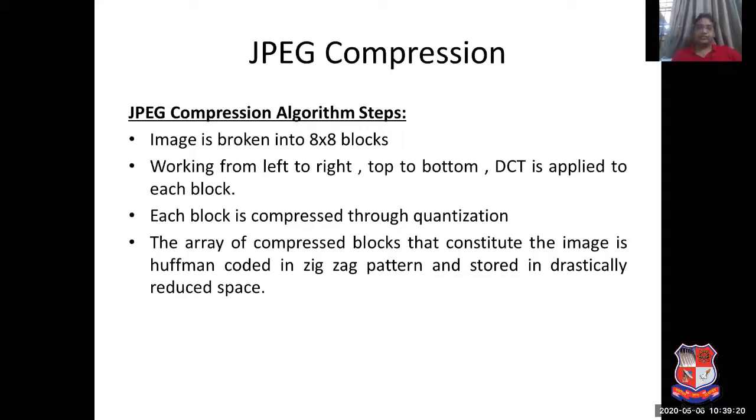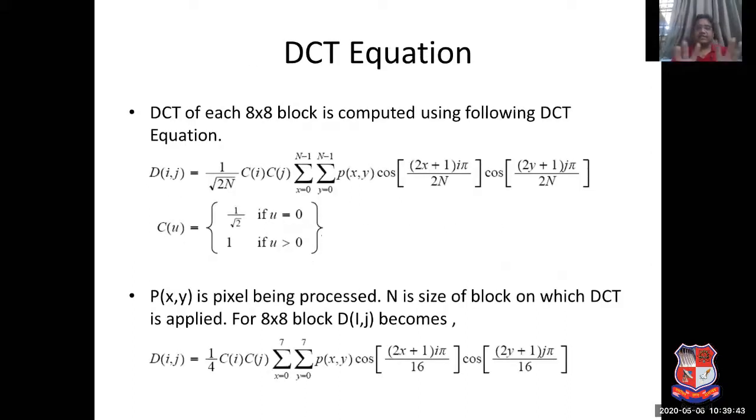That's what we are going to see. So each block is compressed through quantization, and then for the array of compressed blocks that constitute the image, we finally apply a source coding method, that is Huffman coding, in the zigzag pattern. So this is the process that we are going to see. Before we go into the exact steps from the image point of view, let's see the basic equations which are used for DCT compression.